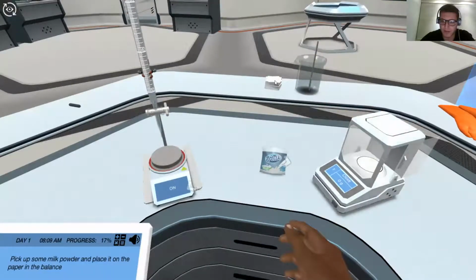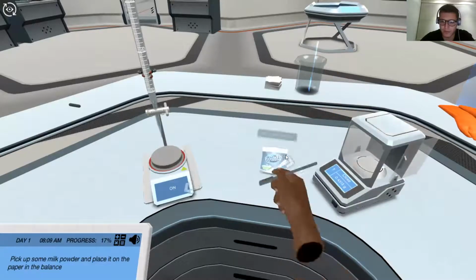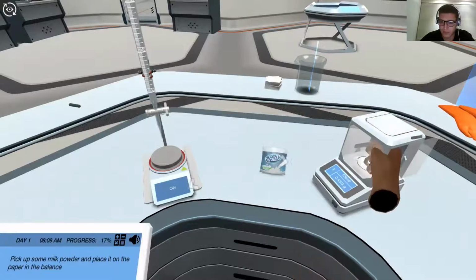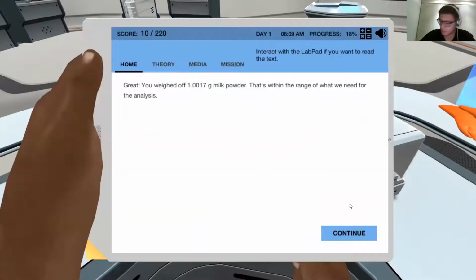Click on the lab pad for more information. Great. You weighed off 1.0017 gram milk powder. That's within the range of what we need for the analysis.